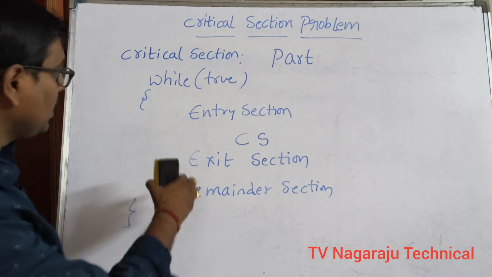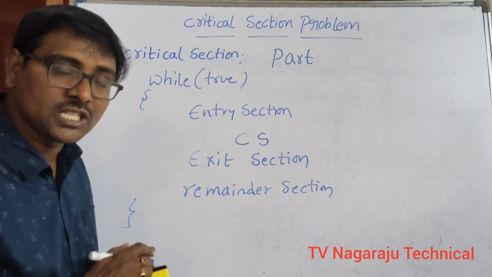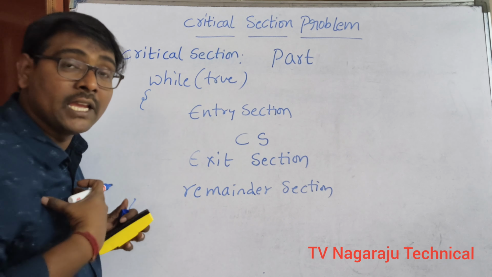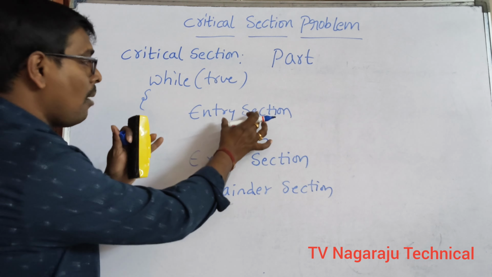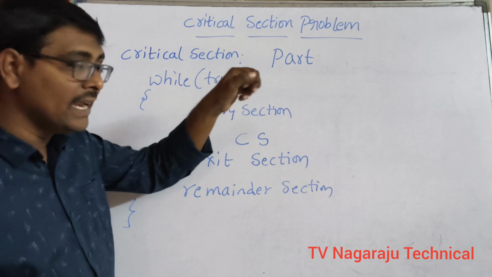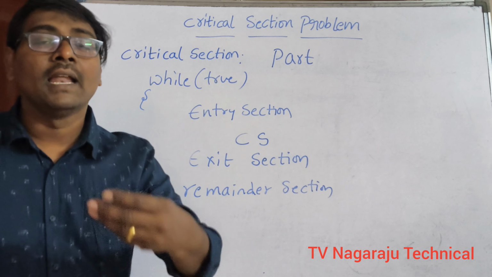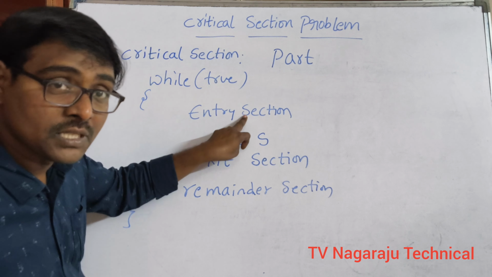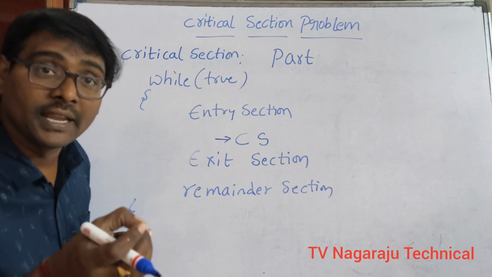What is the meaning? First, a process that wants to enter the critical section makes a request at this part. That is, I need to enter the critical section and I want the shared resources. Whenever it makes a request, internally this entry section uses synchronization mechanisms like mutex, semaphore, locks, etc., and then it enters the critical section.